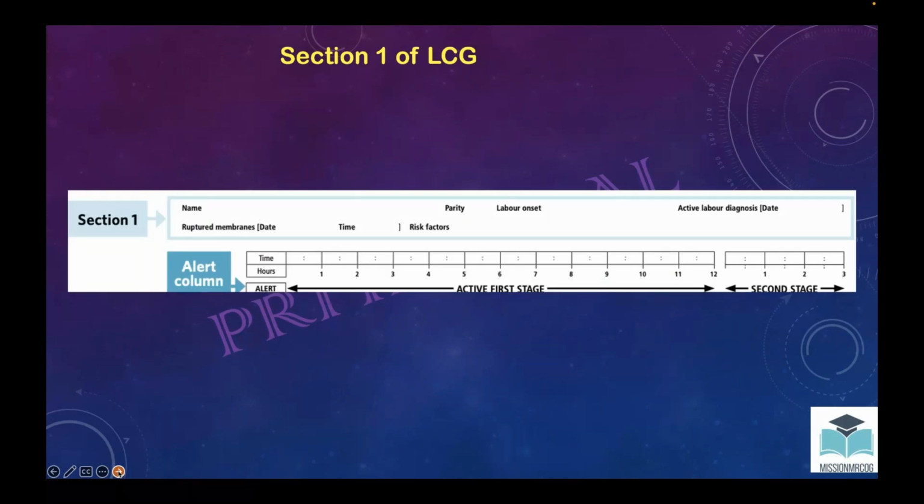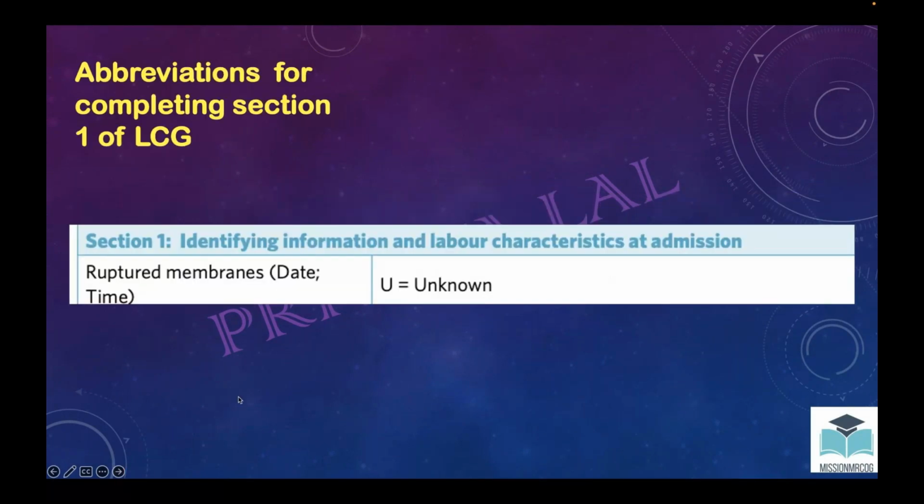Now, if we come to section number one, this is the patient identification details. Apart from this, the time axis is there, and they have put the alert column. And now in the new LCG, the second stage is also added. So this way section 1 appears. Now what we'll do to fill it: for every section there are certain abbreviations. Apart from this, there are certain guidelines to use every section of it.